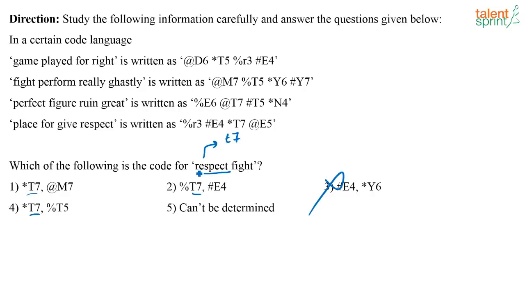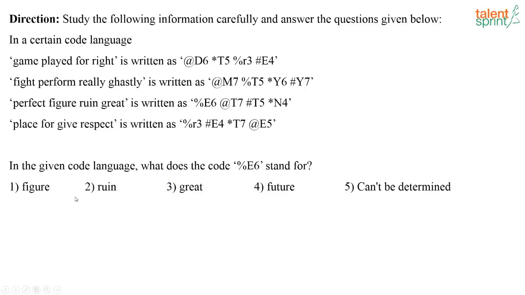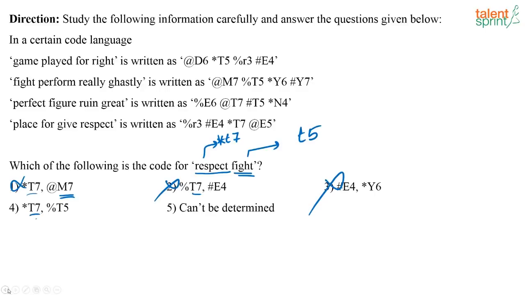Now what is the code for R? The code for R is star, correct? So it is star T7. So again this option is also eliminated. Now you are left with two options. Now the next word that you have is fight. So if you look at the word fight, you will have 5 letters here. So the number coding is 5. Now the letter coding is going to be T. So at this point itself you can eliminate this option also. Here you have M and 7, which is not correct. So obviously your correct answer is going to be star T7 and percentage T5. That is option 4. Yes, all of you are getting it correctly.